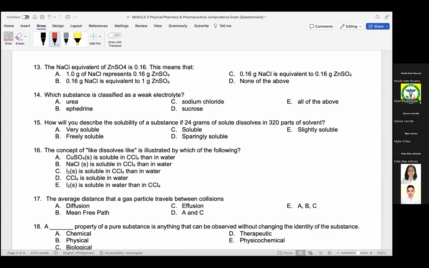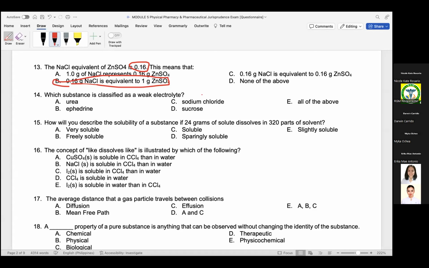The correct answer is, it's supposed to be unitless, but if you are going to interpret this as grams of sodium chloride equivalent to 1 gram of drug, so therefore, letter B. 0.16 gram of sodium chloride is equivalent to 1 gram of zinc sulfate.